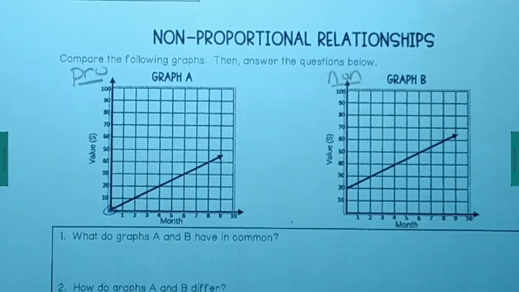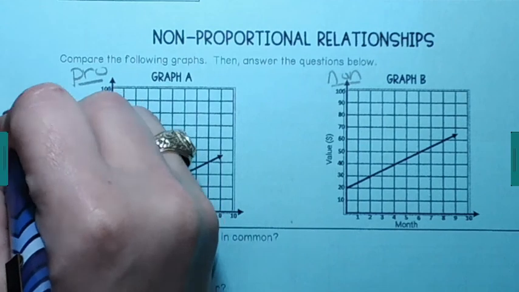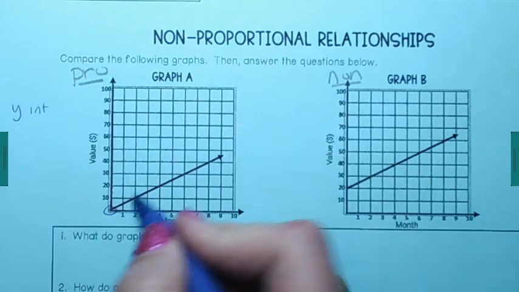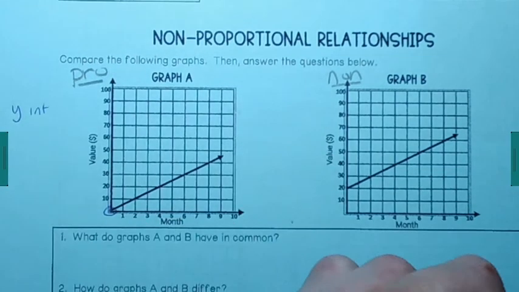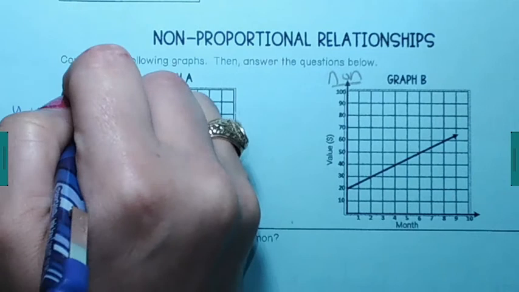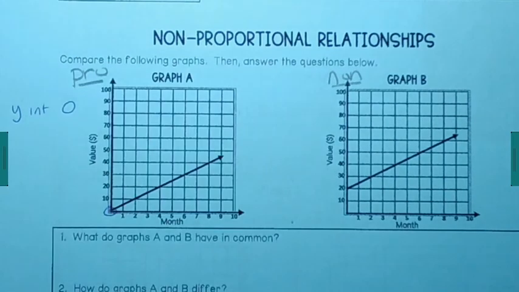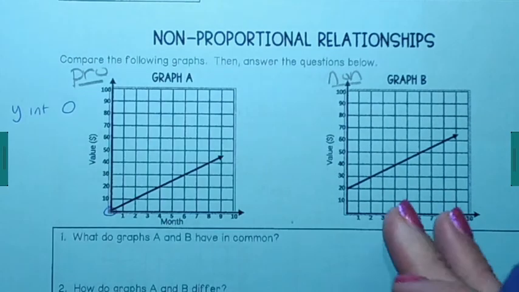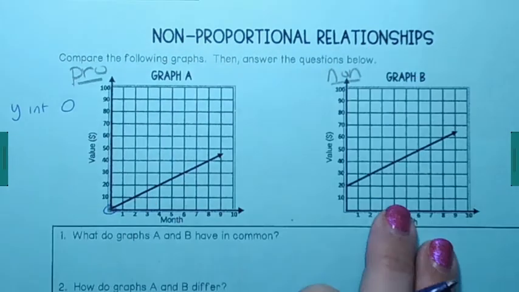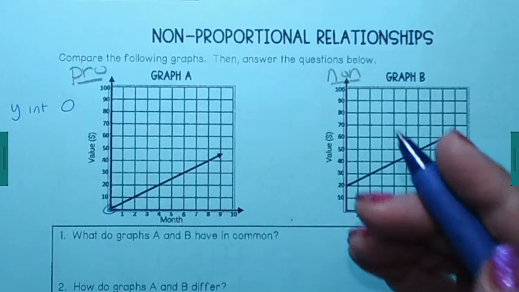So when we're looking at graphs, we want to ask ourselves, is it proportional or not? Okay. So once we have a graph, we want to know what's the y-intercept. If it touches right here at the origin, that is at 0. So the y-intercept is 0. Okay. Over here on this graph, that is non-proportional. It does not touch at 0.